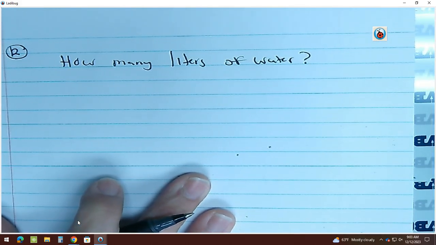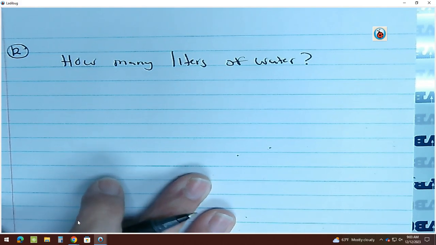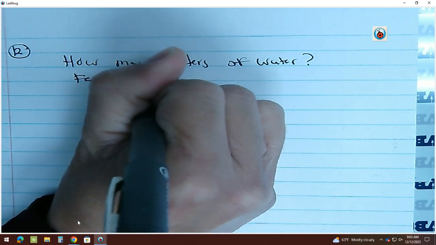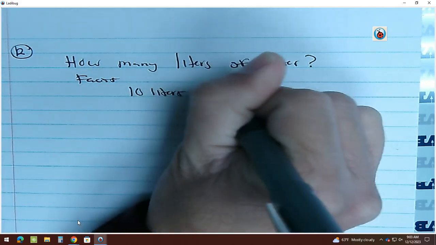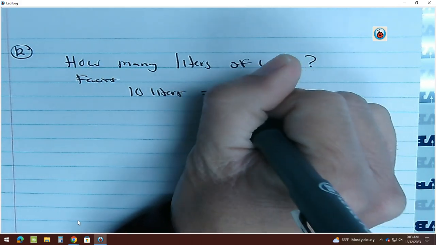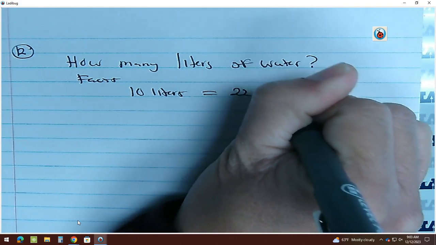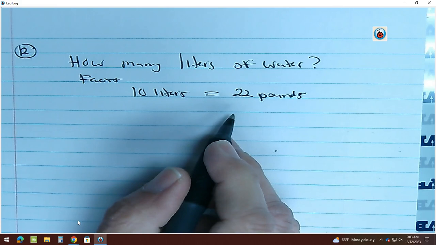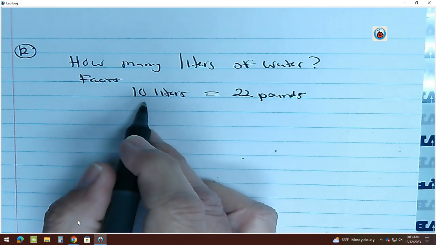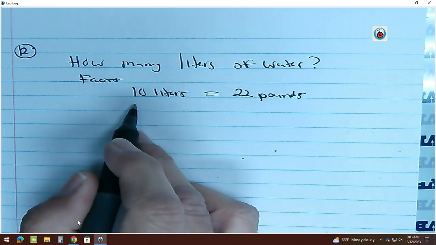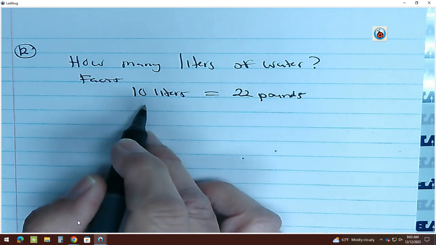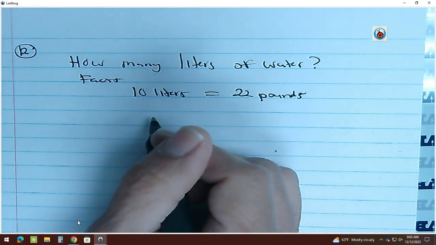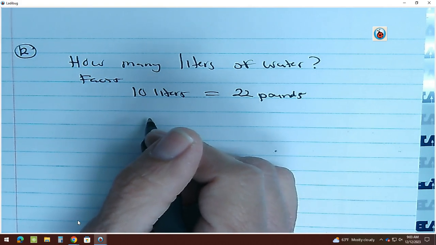The facts: 10 liters weigh 22 pounds. So the facts, 10 liters equal 22 pounds. When we're doing conversions, units of measurement, that's a ratio. For every 10 liters, that's 22 pounds. Another 10 liters, 22 pounds. That's called a rate, a ratio. Because it's a ratio, I'm going to do a proportion as my strategy.